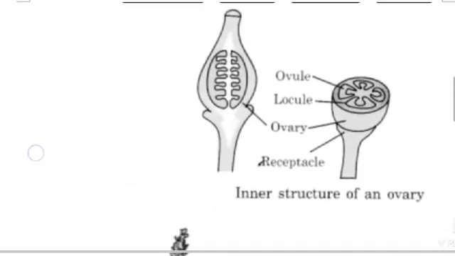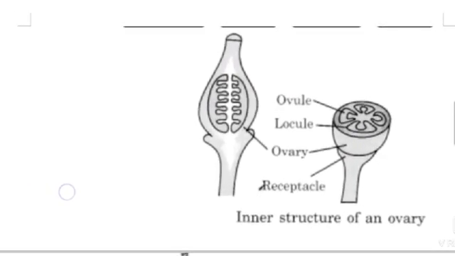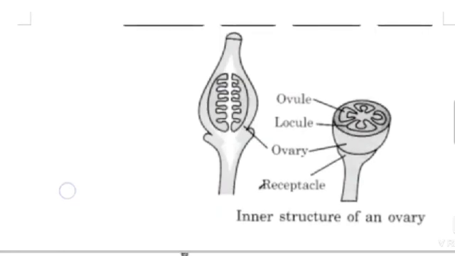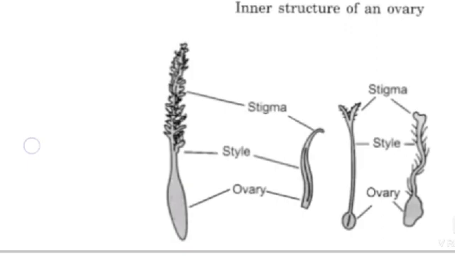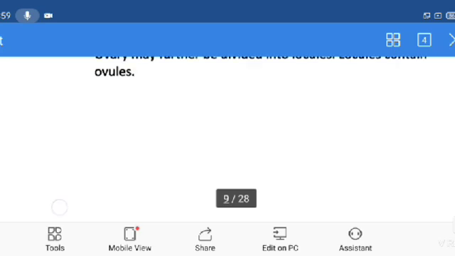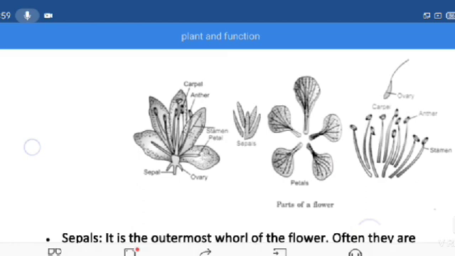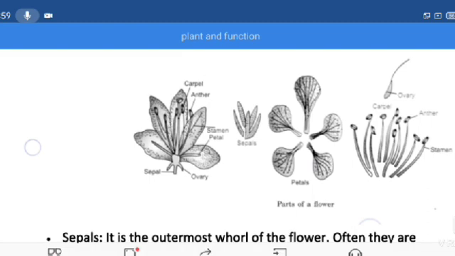The male reproductive organs and female reproductive organs also occur. The female reproductive organ: stigma, style and ovary. The male reproductive organ: anther, also in the upper portion of the flower. See the parts of the flower: sepal, petal, stamen, anther and carpel. Sepals are green, petals are attractive colors, stamen, the filament is attached to the anther, and carpel, the ovary is also present.